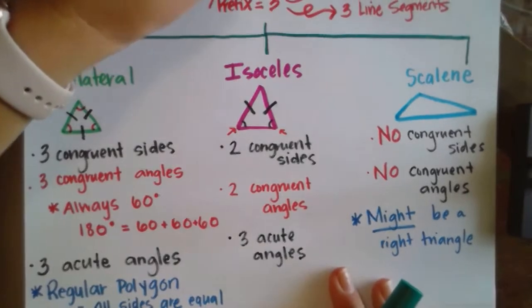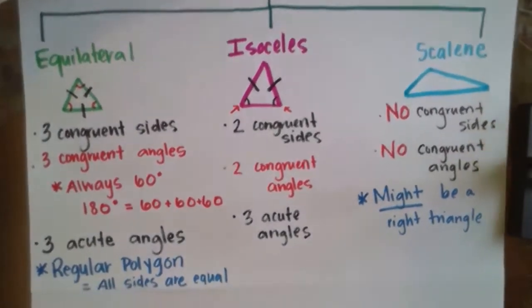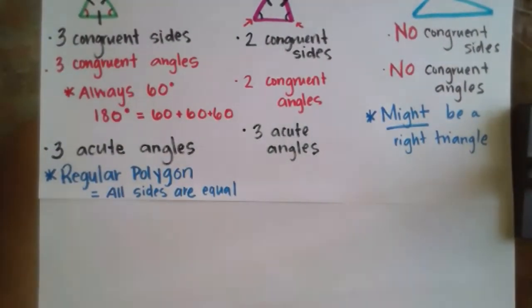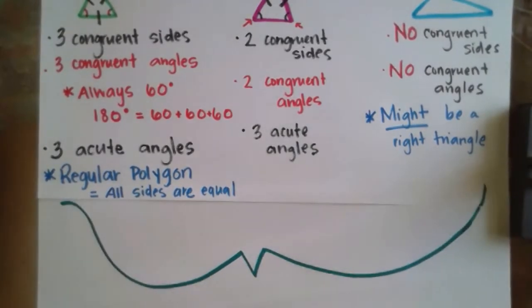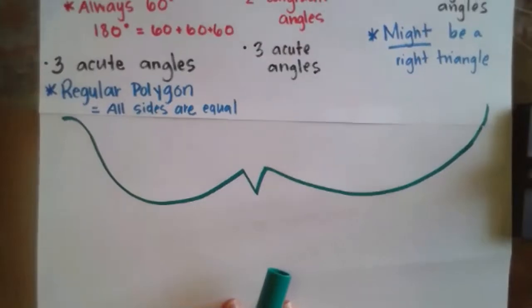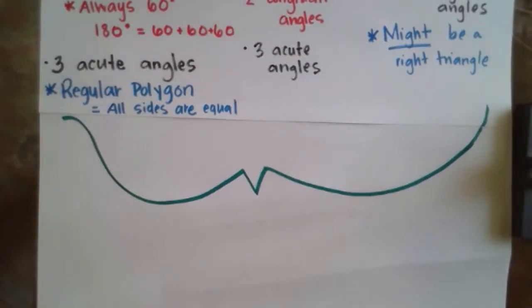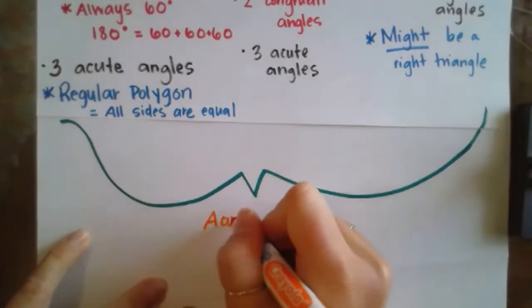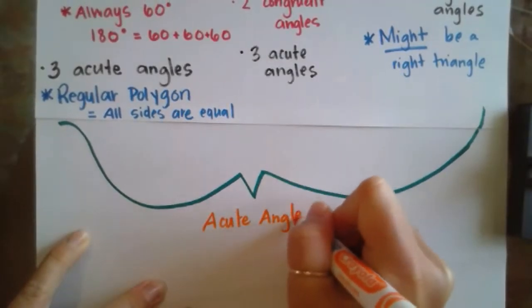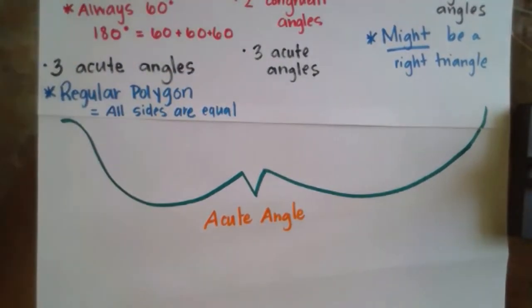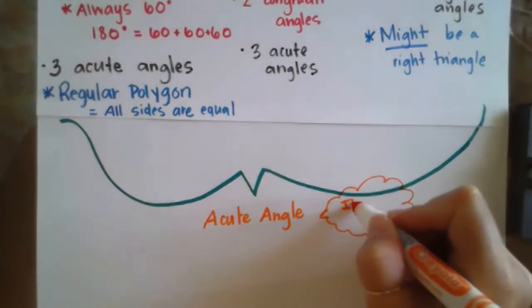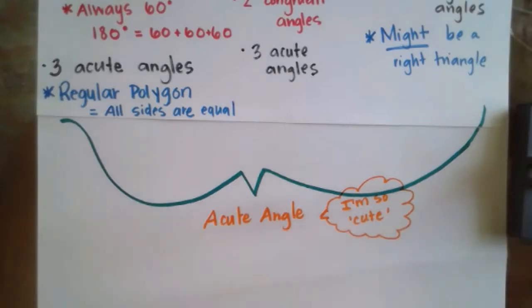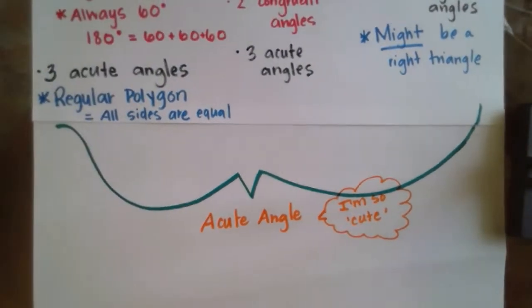So let's go a little further into the types of angles involved in these triangles. The first angle that we're going to notate is an acute angle. I'm going to write that here. An acute angle is always less than 90 degrees. I remember this by thinking of the word cute. I can write, I'm so cute, meaning acute angles are small, little, and of course less than 90 degrees.